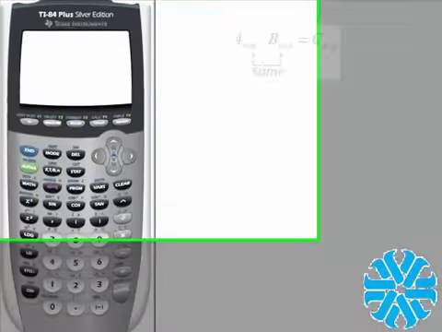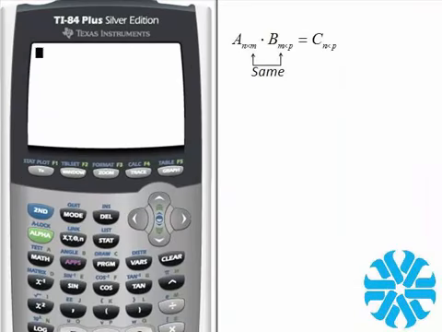If we have matrix A, a dimension of n by m, and matrix B, of dimension m by p, and if you try to take the product of those two, you will get matrix C with dimension n by p. Notice on the screen to the right that the number of columns of matrix A must be the same as the number of rows of matrix B.